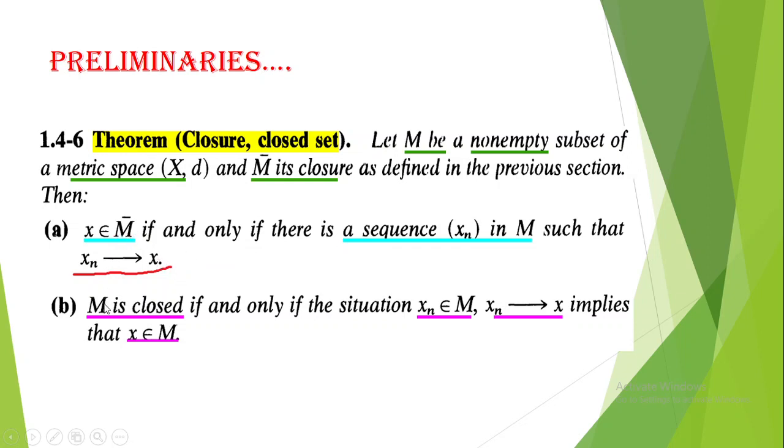Now the second property is that M is closed. A subset M of a metric space is said to be closed if and only if whenever a sequence in M has a limit x, this implies that the limit also belongs to the subset M.